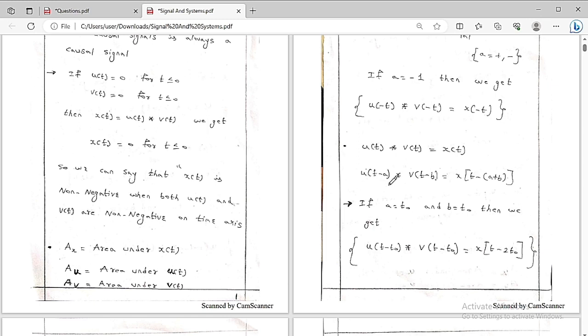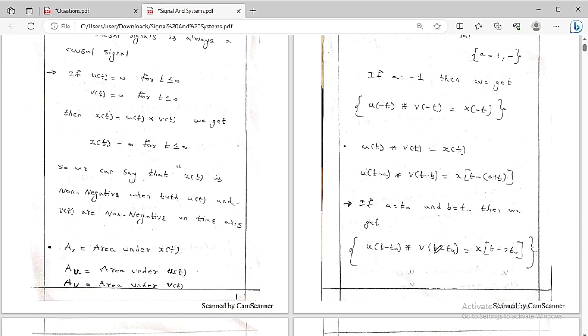So u(t−a) convolution v(t−b) is equal to x(t−(a+b)). This is a general formula, as I already told you. Suppose A is equal to t0 and B is equal to t0, then what are we going to get? Let me substitute A equal to t0 and B equal to t0 in the general expression.